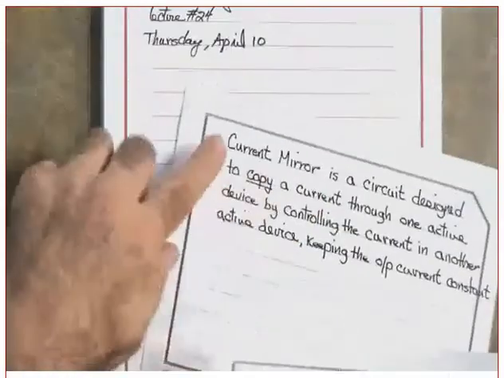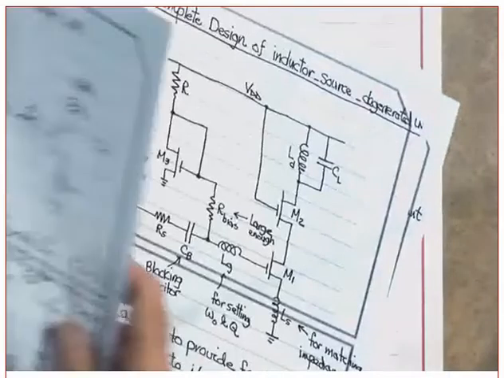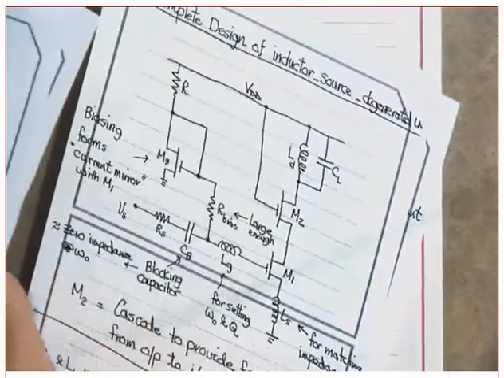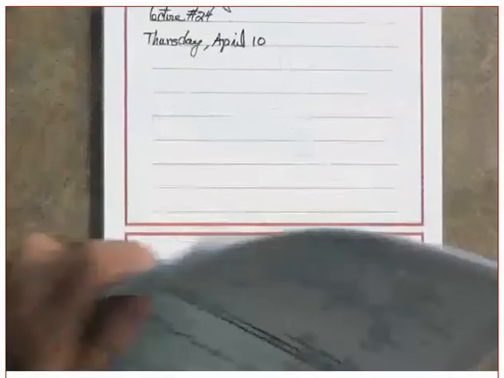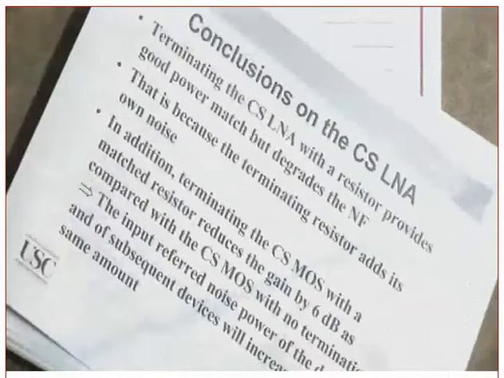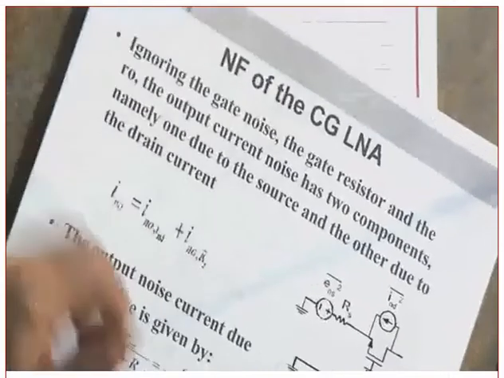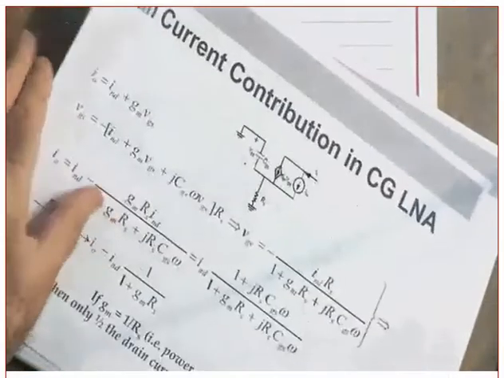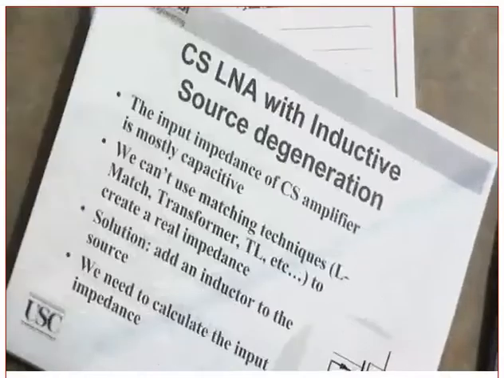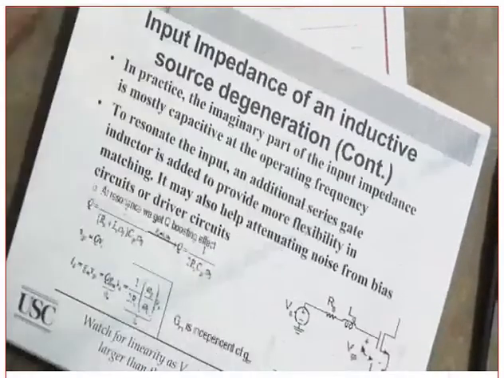Here, by the way, definition of the current mirror, you can read it. There is one more thing I need to show you before I leave the LNA. All of these, by the way, the charts, let's see if we miss anything in the chart. This is all the common gate. We already talked about it. The noise figure of the common gate, the drain contribution. This is all the common gate. This is the comparison between them. And then this is the inductive source degeneration. We covered all of these things.